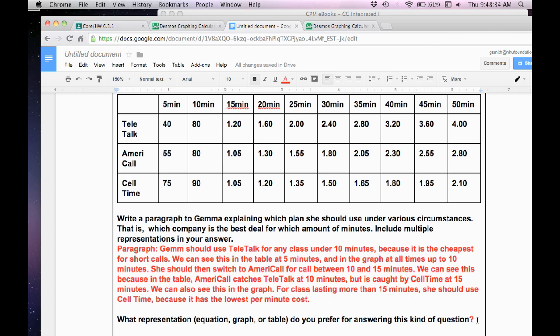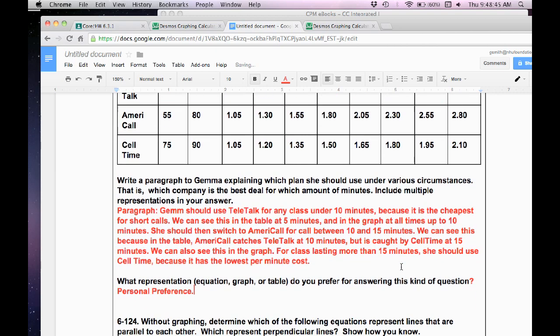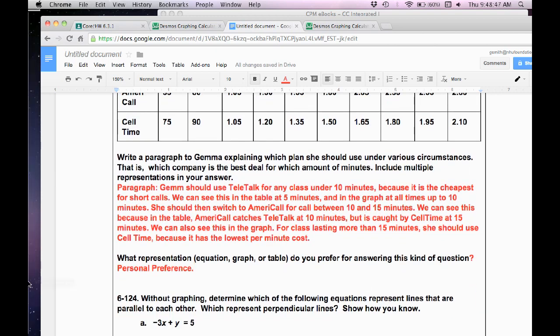But this is personal preference, so I'm not going to tell you what to say. I want you to tell me what is the representation that works best for you. All right, and that's that.